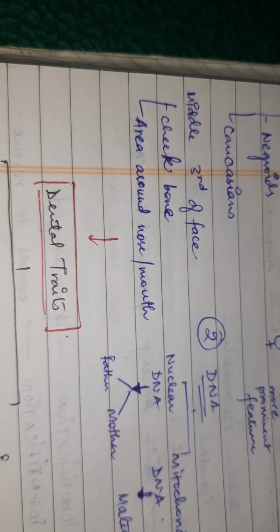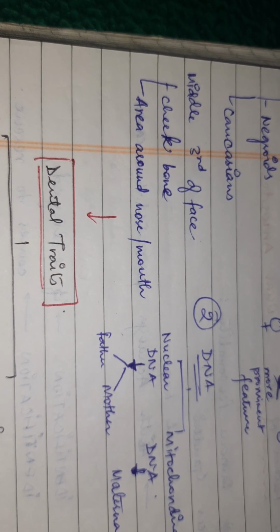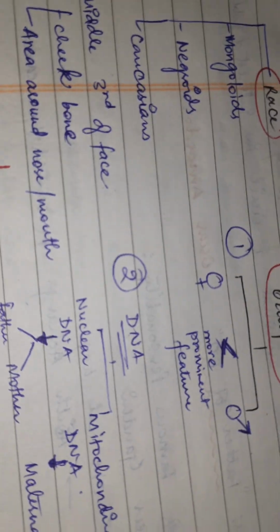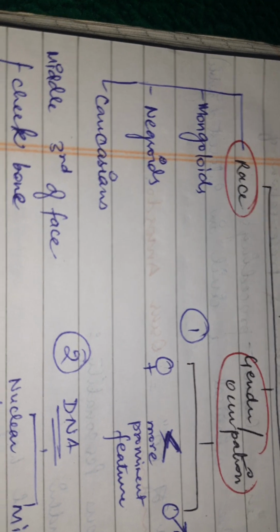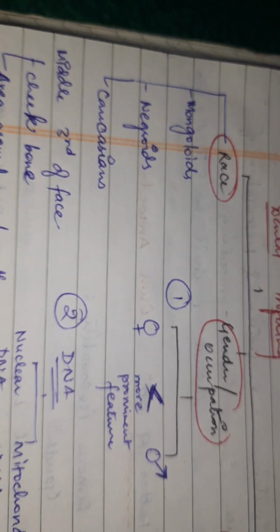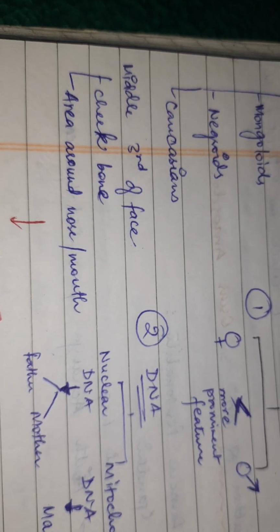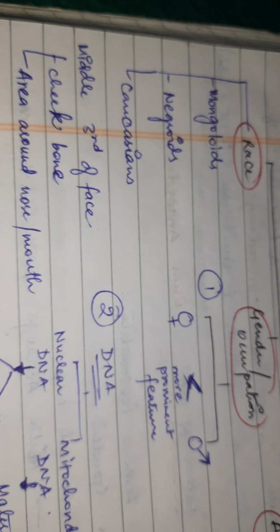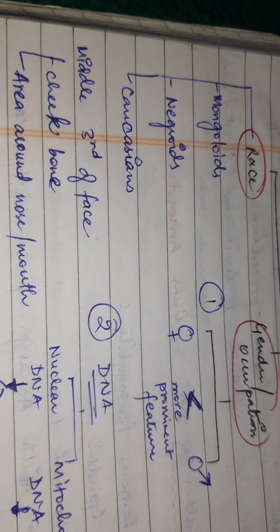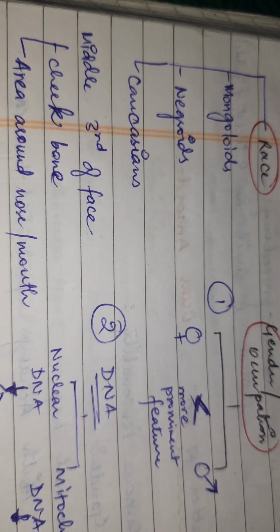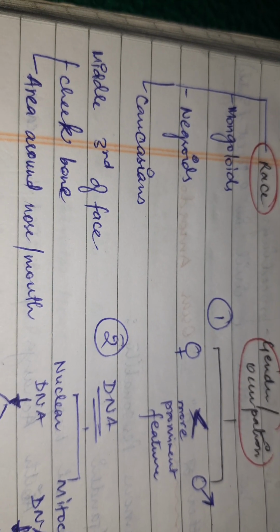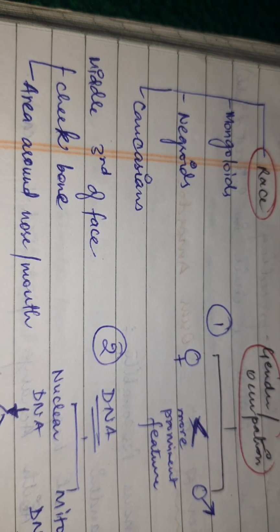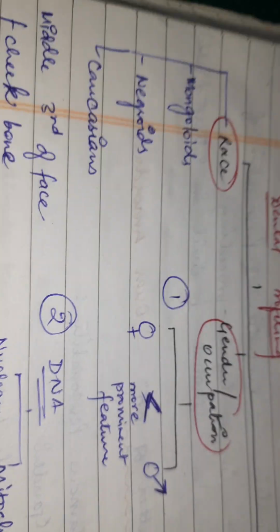Then we see the middle third of the face, the cheekbone and the area around the nose and mouth. Mongoloids show a slant, or an anti-mongoloid slant. In Negroids we see the nasal bridge, and the middle third of the face, around the cheekbone and nose, is flat and broad. Caucasians have a sharp nose and thin lips, and the cheekbone is prominent.